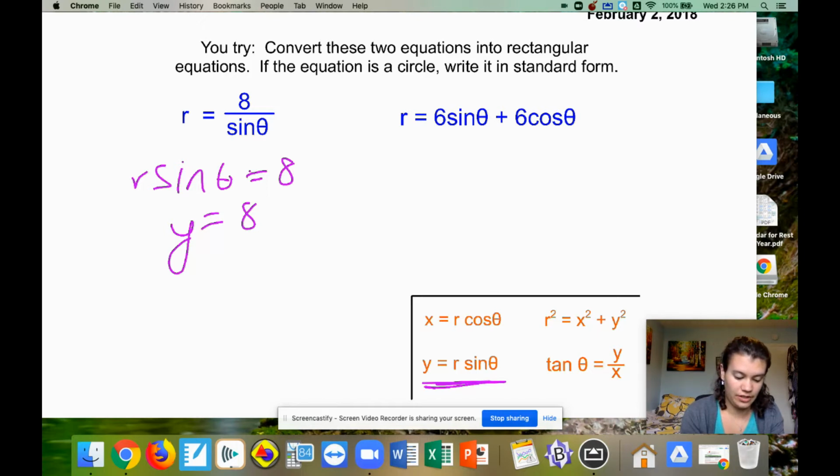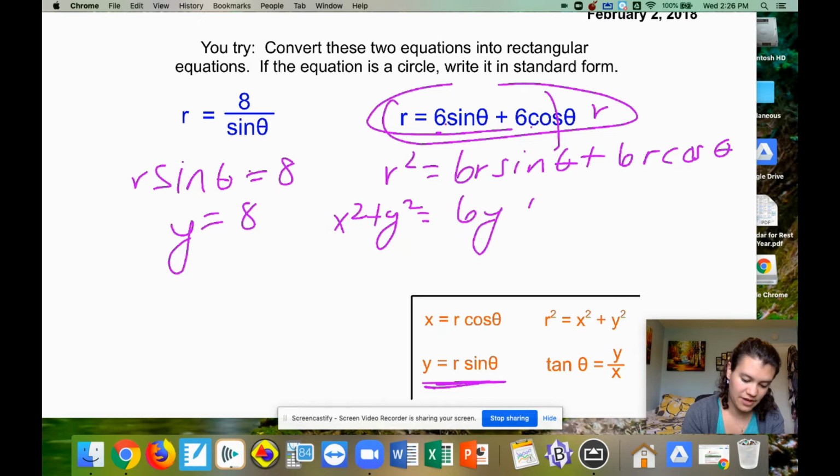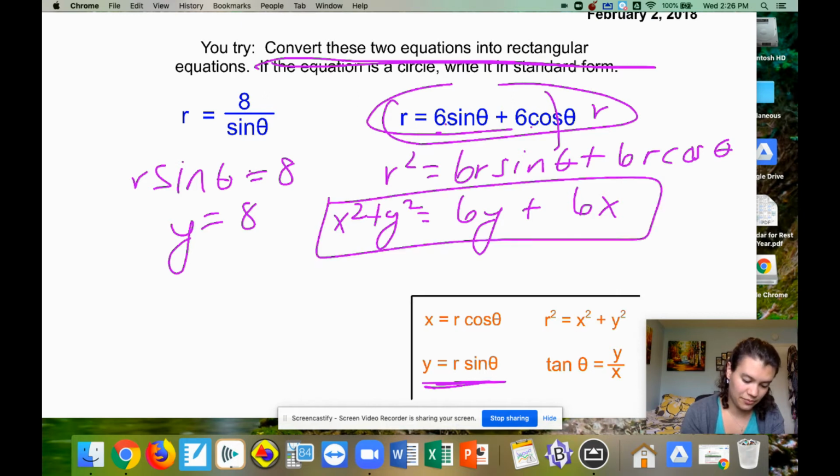And then over here, it looks like it'd be nice to have an r with each of these. So I'm going to multiply everything by r to get r squared equals 6r sine theta and 6r cosine theta. So then x squared plus y squared equals 6y plus 6x. And then we should complete the square and get a standard form, but I'm going to skip that.